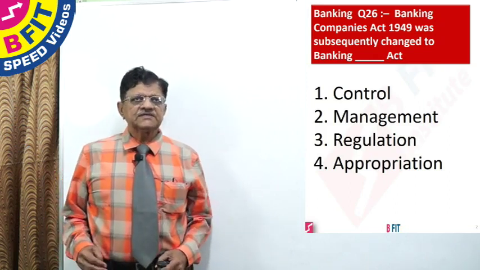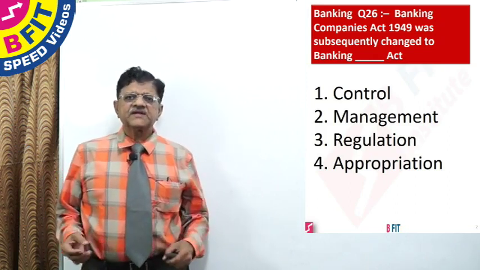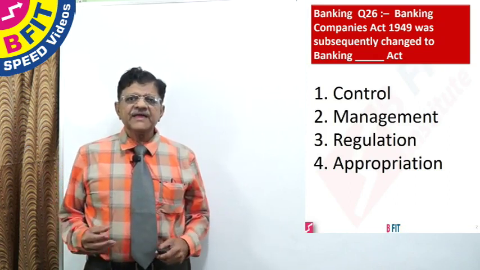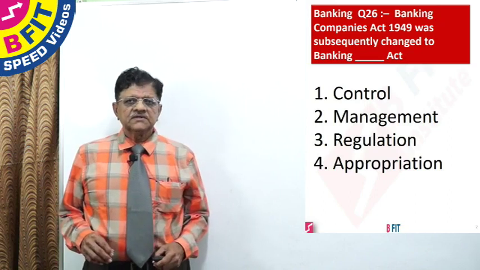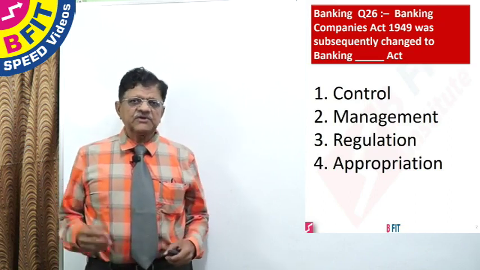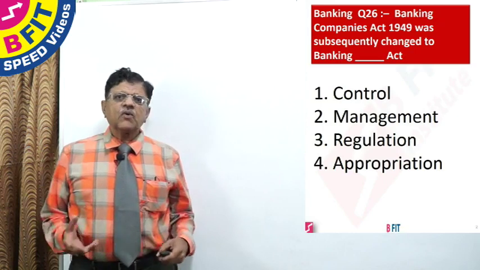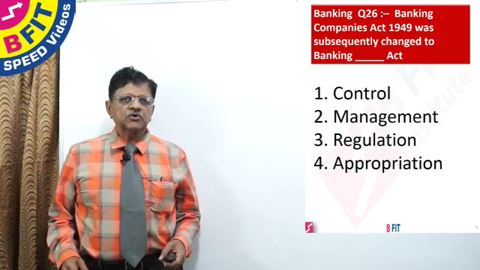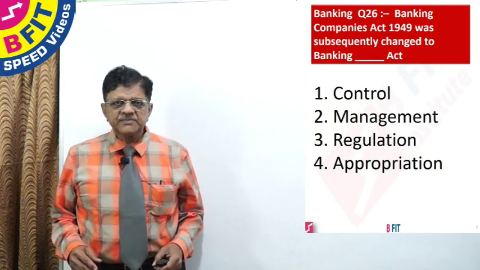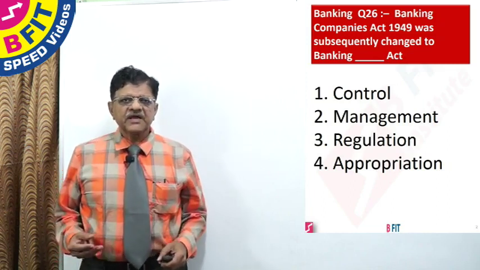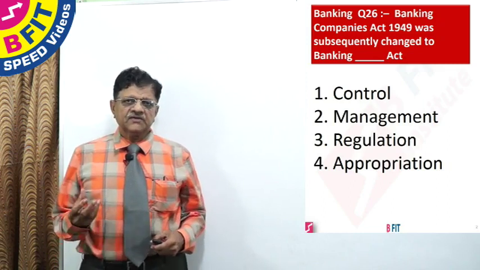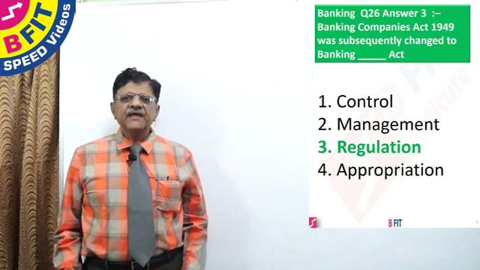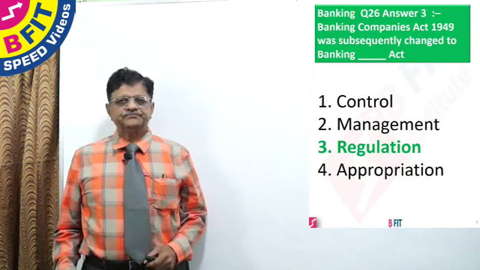The first question is, Banking Companies Regulation Act 1949 was subsequently changed to Banking blank Act. The name of the act has been subsequently changed. Now the question is asking what is the revised name of the act. The options given to us are control, management, regulation and appropriation. What is the correct word that fits into the blank? The correct answer is Banking Regulation Act.